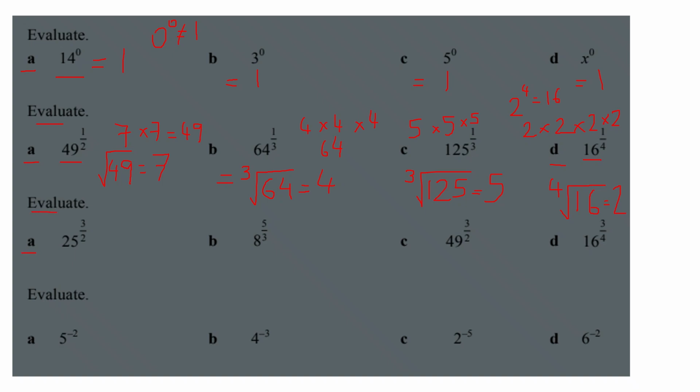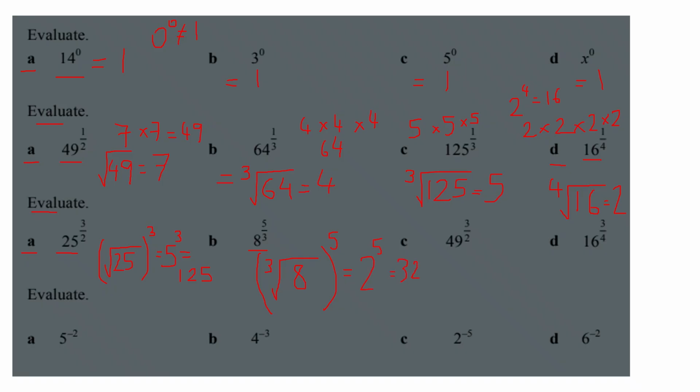Next up, we're asked to evaluate part A, 25 to the power of 3 halves. That will be the square root of 25, all cubed. The square root of 25 is going to be 5. We have 5 cubed, or 5 to the power of 3, which is 125. Part B, 8 to the power of 5 thirds. That will be the cube root of 8, and I'm going to raise it to the power of 5. The cube root of 8 is just 2. We have 2 to the power of 5, which is 32.